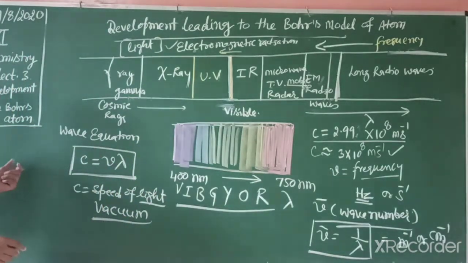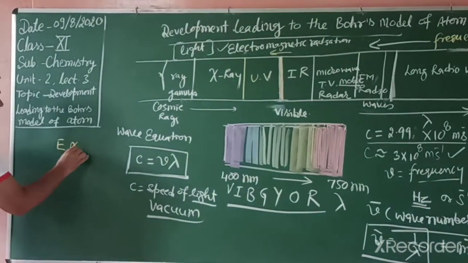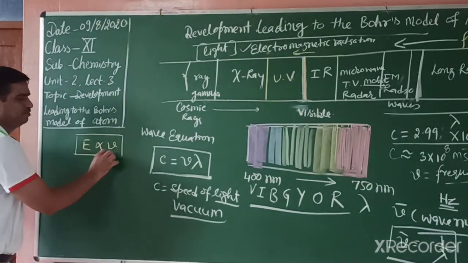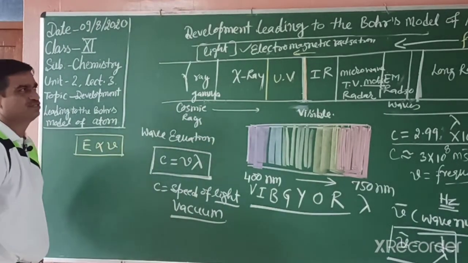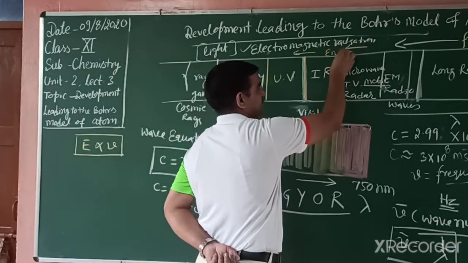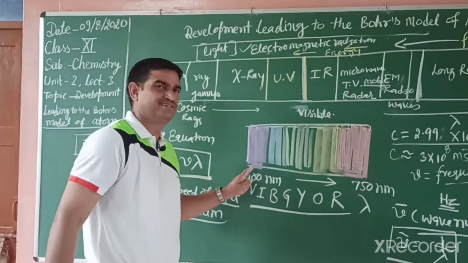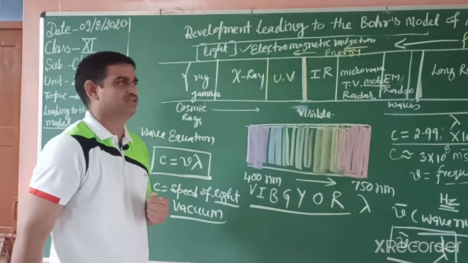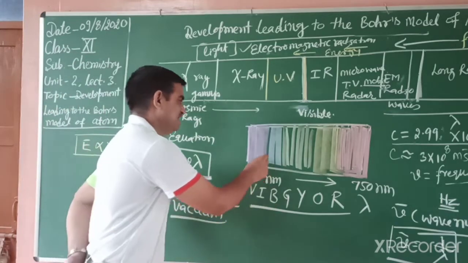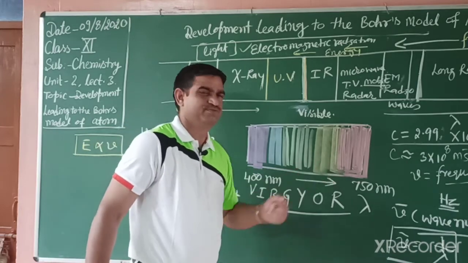Another parameter I can write: frequency and energy. So students, energy is directly proportional to frequency. It means frequency and energy both increase in this way. Energy also increases. It means red color energy is lowest and violet color energy is highest. Sometimes a question is asked in the exam: which color has more energy? It means violet color has more energy, and red color has lower energy and lower frequency.